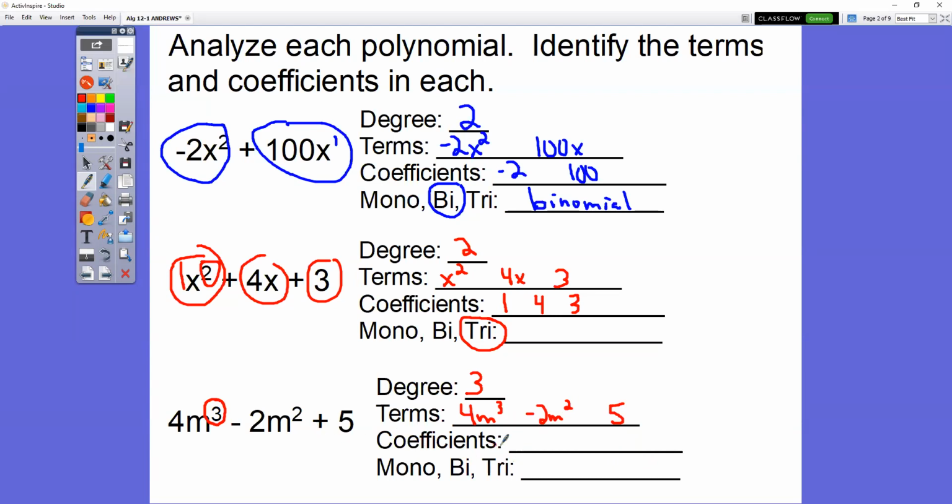What are the coefficients of those terms? Well, it's the number in front of the x, and in this case, it happens to be an m. All right, so we would have a 4, we would have a negative 2, and we would have a 5. Is this a monomial, binomial, or trinomial? There are 3 individual terms here, so this would be a trinomial.